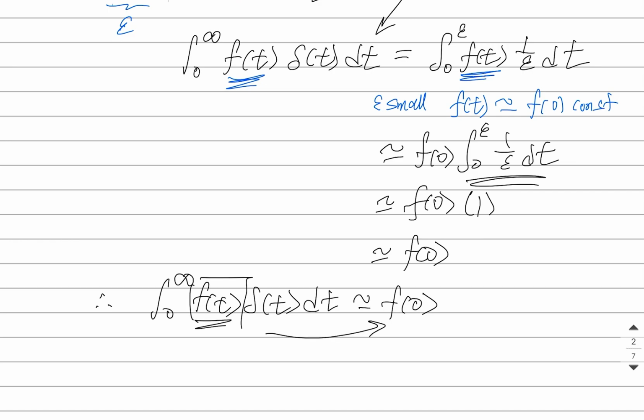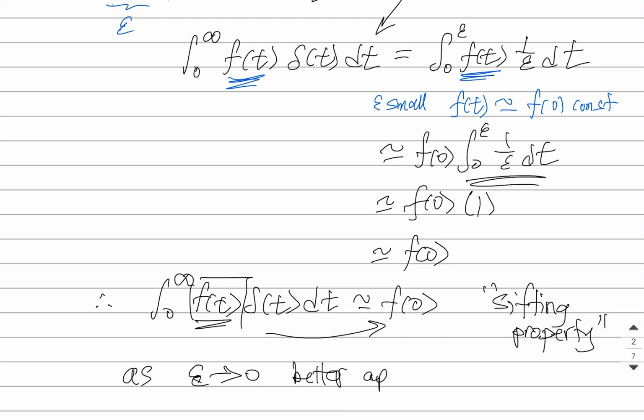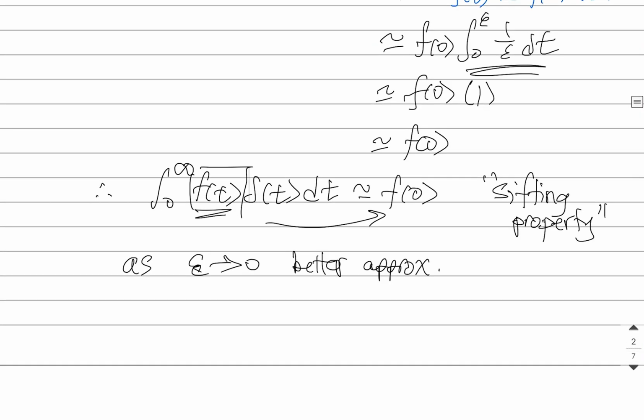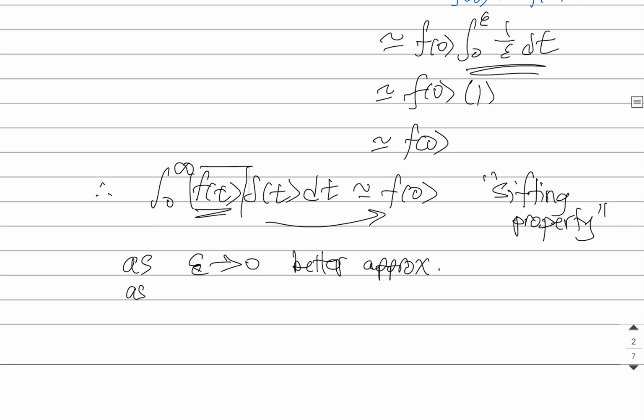So we're trying to build some sort of magical delta that will pull out specific values. This is called a sifting property. It just pulls out the one value that we were interested in. Now, as epsilon goes to 0, this becomes a better approximation. And so we're going to say that as epsilon goes to 0, this thing equals f of 0.